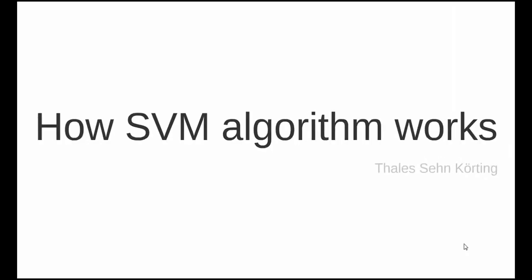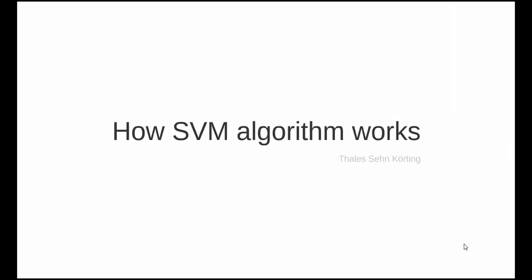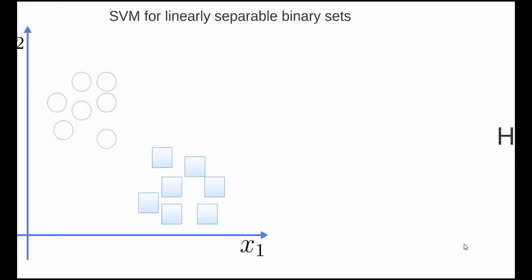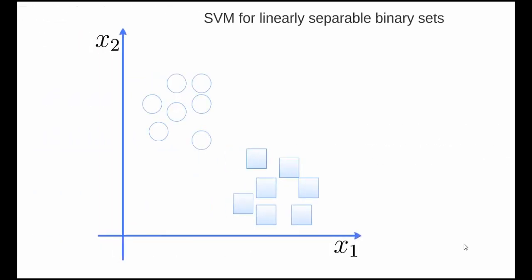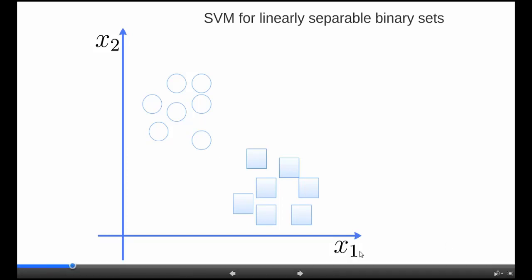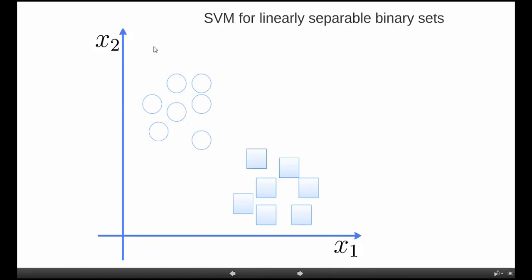Hello, I will explain how the SVM algorithm works. This video will explain the support vector machine for linearly separable binary sets. Suppose we have these two features, x1 and x2, and we want to classify all these elements. We can see that we have the class square and the class circle.